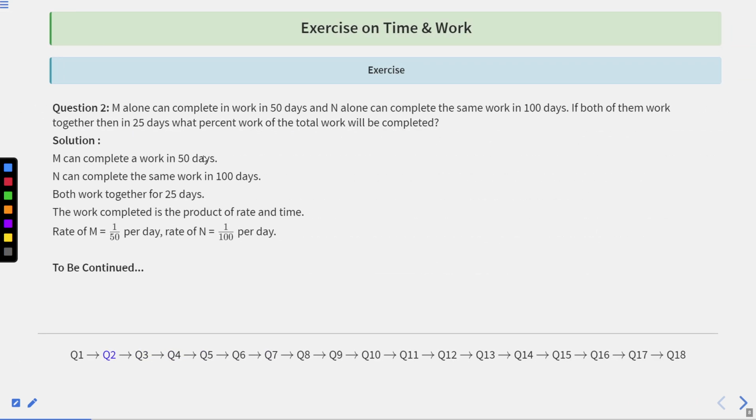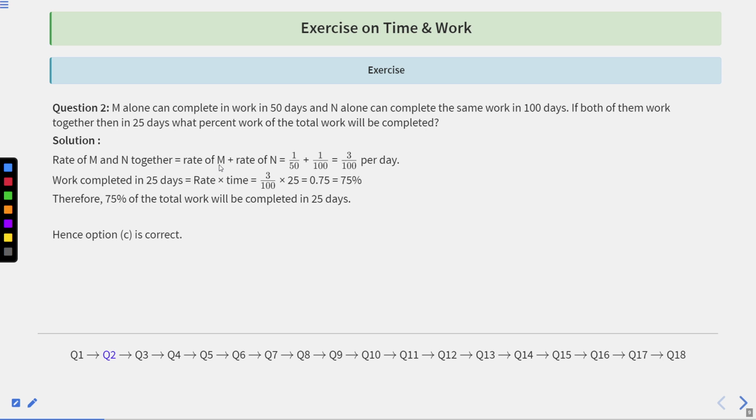So M can complete a work in 50 days. So this is given in the question. N can complete the same work in 100 days. This is also given in the question. So both work together for 25 days. So this information is also mentioned in the question. The work completed is a product of rate and time. So the rate of M is equal to 1 upon 50 per day and the rate of N is equal to 1 upon 100 per day.